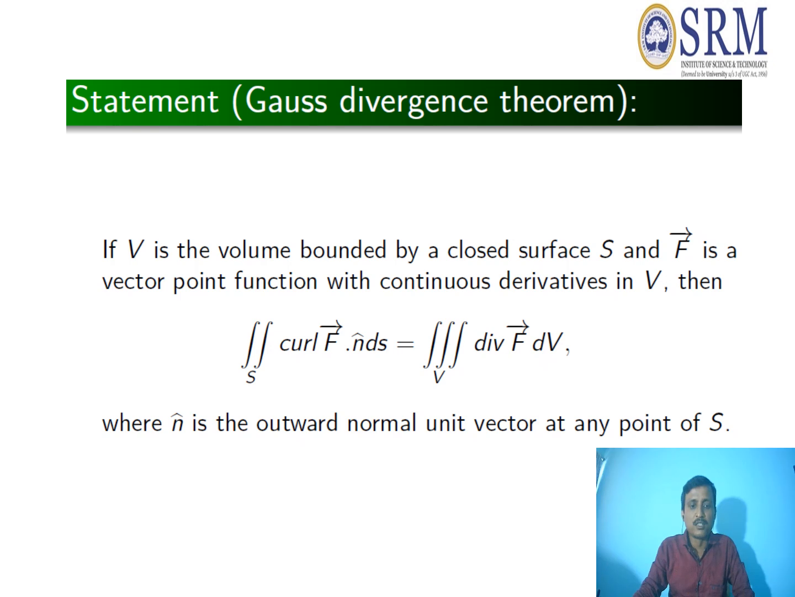So basically this statement says you can convert the surface integration on the left-hand side into the volume integration on the right-hand side. The surface integration can be done in terms of the volume integration, and n is the outward unit normal vector at any point on the surface S.